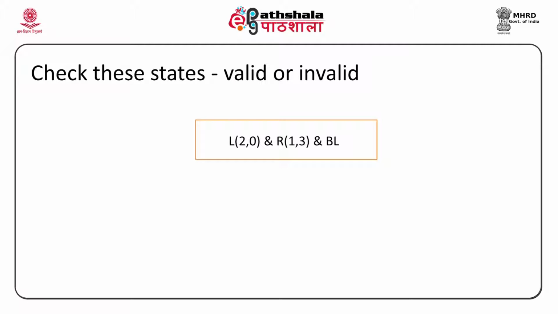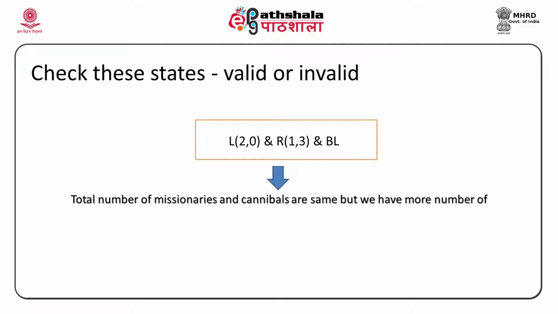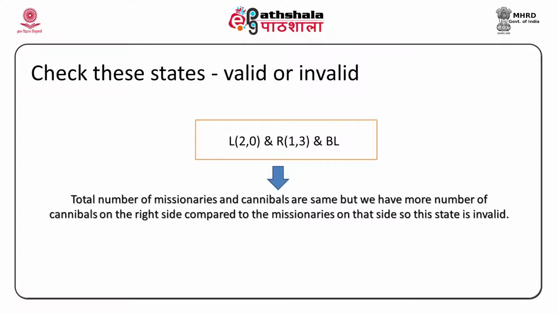Let me know. L20, R13 and BL, is it valid? Okay, there are a lot of things. M plus L, 2 plus 1, 3, 0 plus 3, 3. Okay, number of missionaries, number of cannibals, great, they are still 3. But the other requirement, 3 is greater than 1? Yes, that is not allowed. Number of missionaries more than number of cannibals is not allowed. So, this is an invalid state.